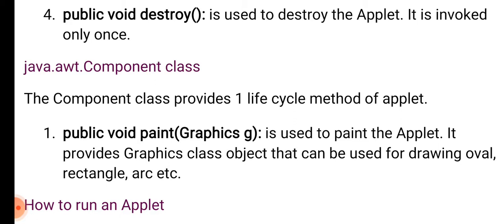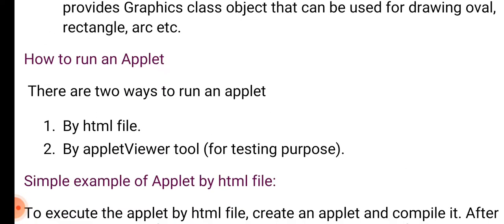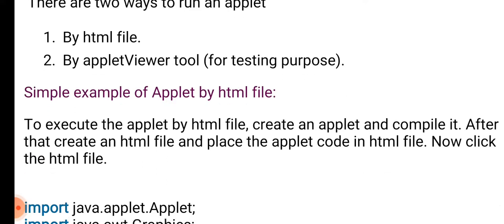Next, the header file java.awt.Component class. The Component class provides one life cycle method of applet, that is paint. paint(Graphics g) is used to paint the applet. It provides a Graphics class object that can be used for drawing oval, rectangle, or circle, etc. How to run the applet? There are 2 ways to run an applet: by using an HTML file or the appletviewer tool.